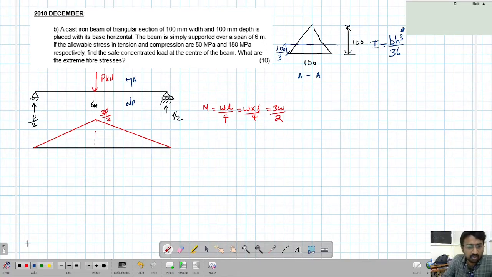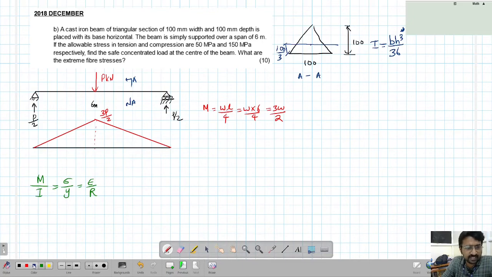Okay. Now you can solve this by simple bending equation. Bending equation is M upon I equal to sigma upon Y equal to E upon R. So the mnemonic that we use here is may I see you Elizabeth Rani. Okay, so this is what we use, and only the first portion we have to use for this.